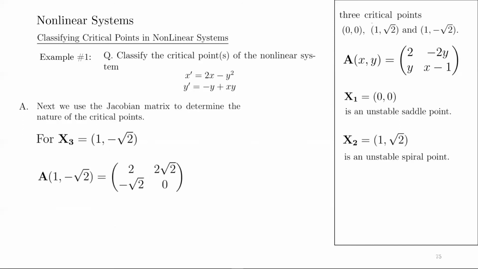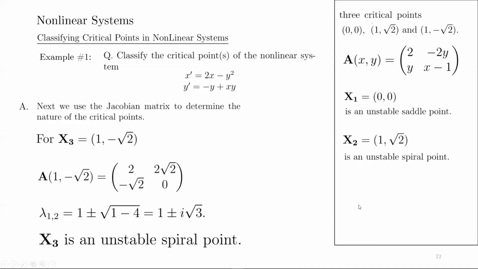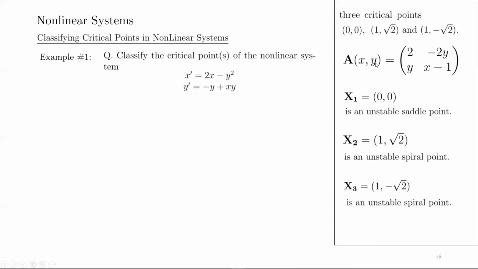The third point, we can go through that again rather quickly. We substitute in x = 1, y = negative √2 into our Jacobian matrix, and actually we get the same eigenvalues there as well. So in fact, x3 is also an unstable spiral point. So we have 3 critical points to this system. We found x1, the critical point at the origin, is an unstable saddle point. The other 2 are unstable spiral points.